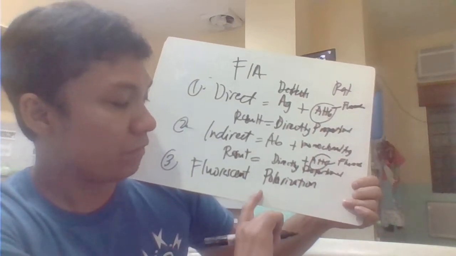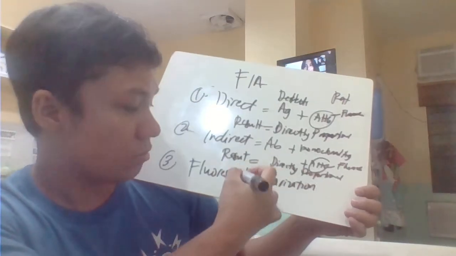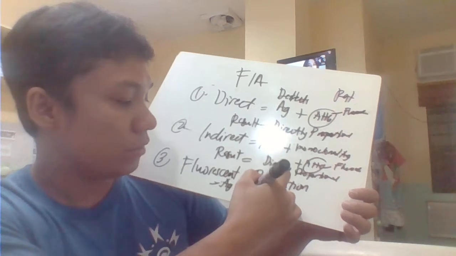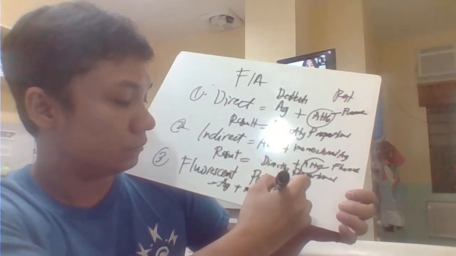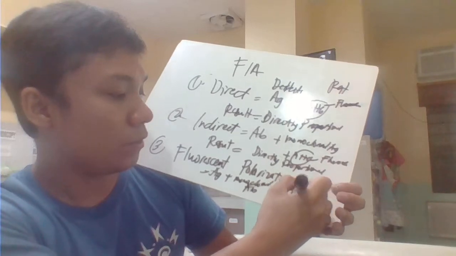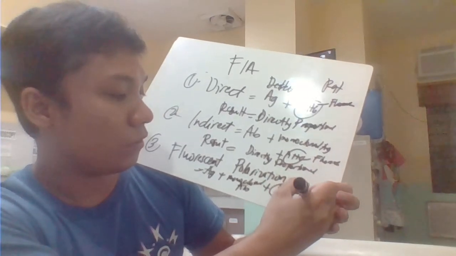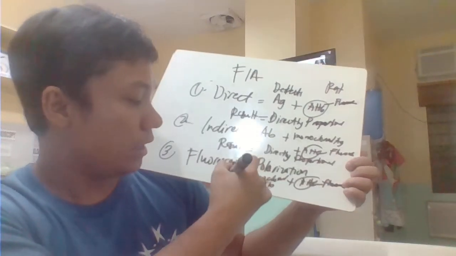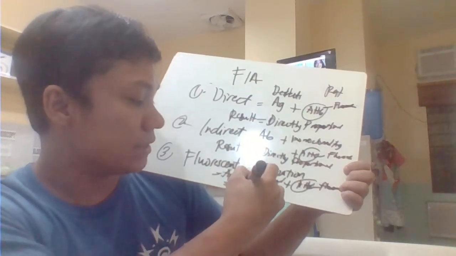And the last one, we have your fluorescent polarization. So you have your antigen plus your monoclonal antibody plus your anti-human globulin labeled with your fluorochrome. However, the result here is inversely proportional.